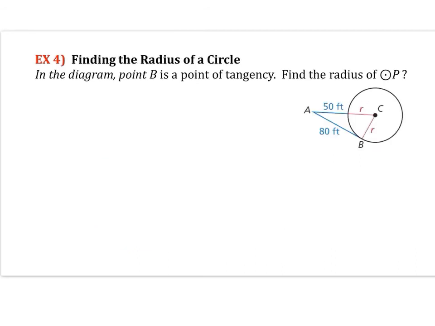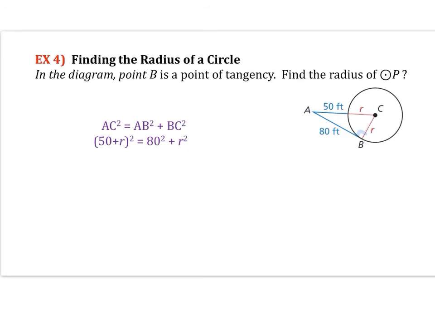All right, we're going to find the radius of a circle. So in the diagram, point B is a point of tangency, so find the radius of circle P. So again, when a tangent and a radius meet at the point of tangency, in this case point B, we want to know if this is a right angle. Actually, we know that this is a tangent and we know this is a radius, so it does form a right angle. So we don't even have to try to figure that out. It is a right angle. What we're trying to figure out is what's the radius. So we're going to use the Pythagorean theorem because this is a right triangle.